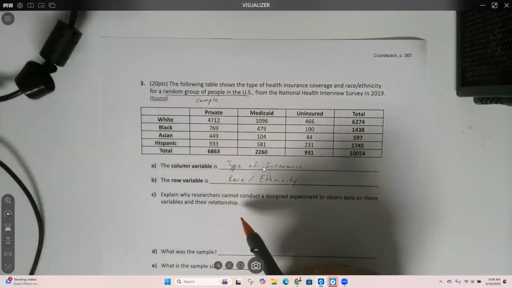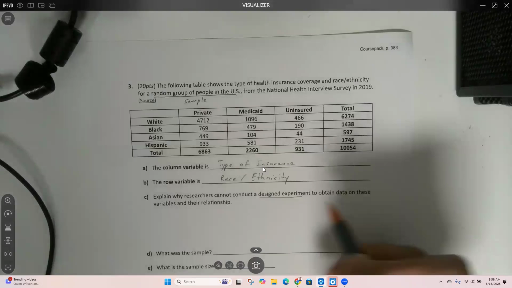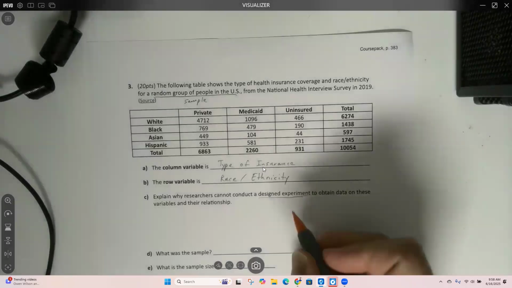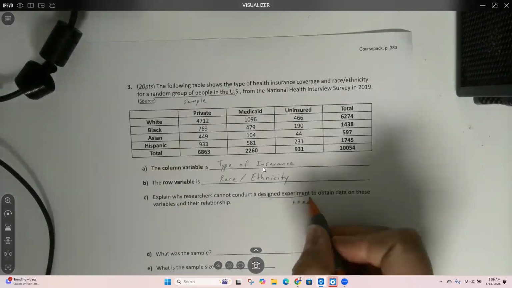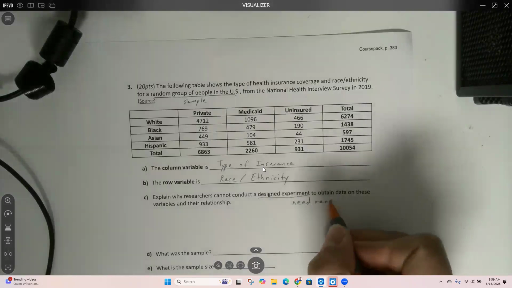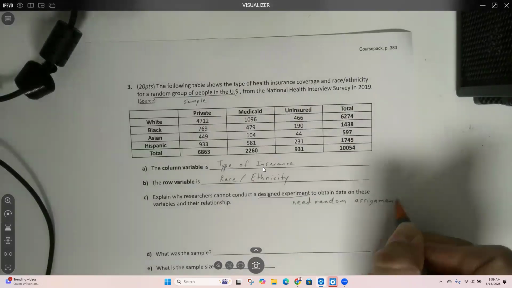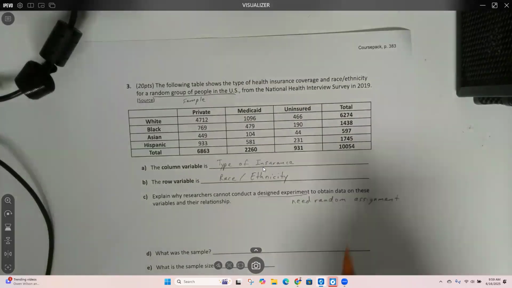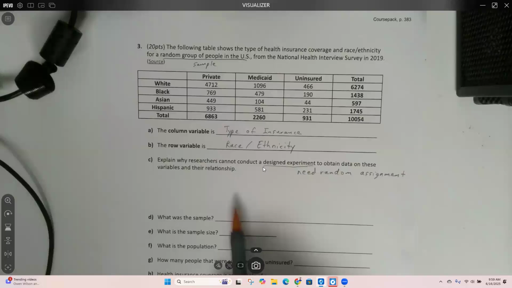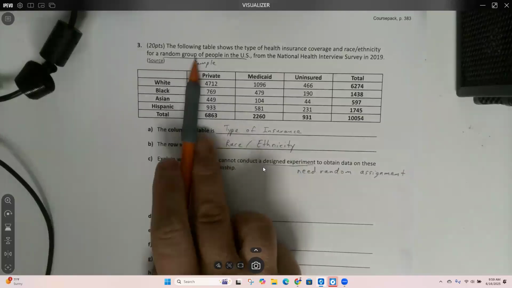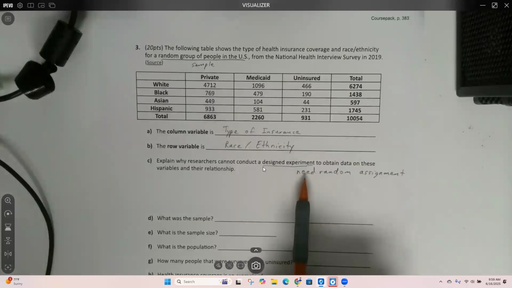Explain why researchers cannot conduct a designed experiment to obtain data on these variables and their relationship. So, in order to do a designed experiment, you need to be able to do random assignment. Well, why can't we? I mean, you can do a random sample. This is a random sample, but why can't we do a random assignment?